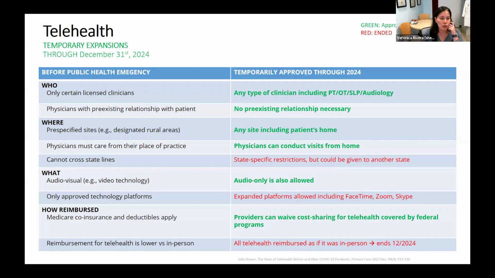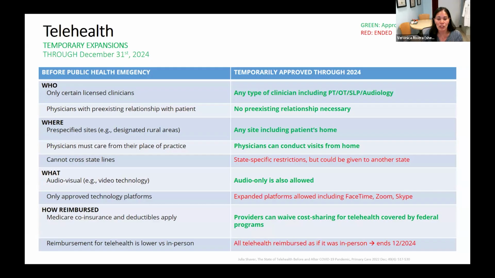Prior to this, certain areas were specified or required, for example, designated rural areas. And physicians are now able to conduct visits from any location through these expansions, versus just being in their place of practice. But one of the expansions that did end was state-specific restrictions, so we still are unable to cross state lines in terms of providing telehealth. And audio-only is still included in the expansion at this time, but what will happen after December of 2024 is to be determined.